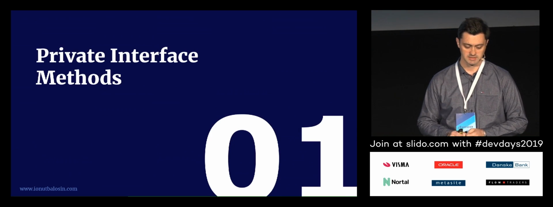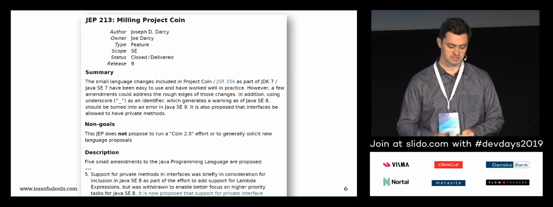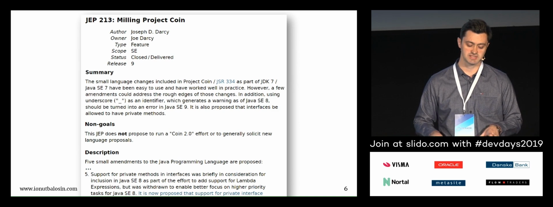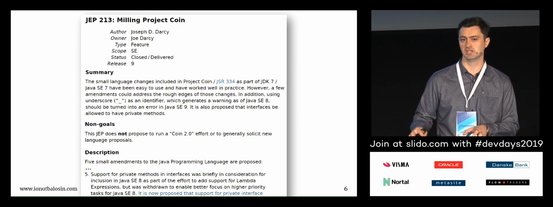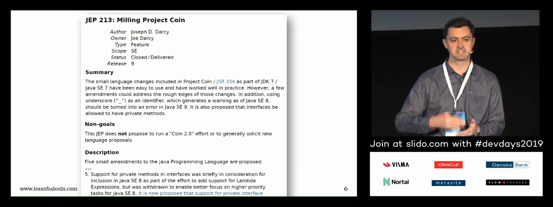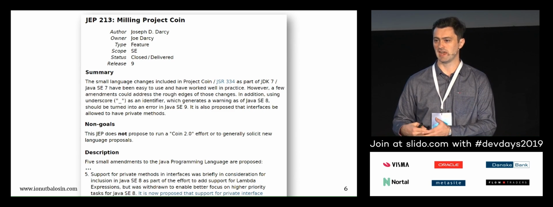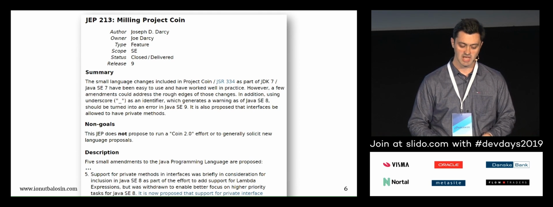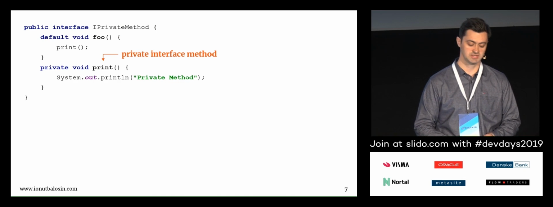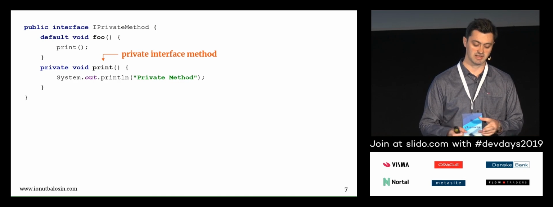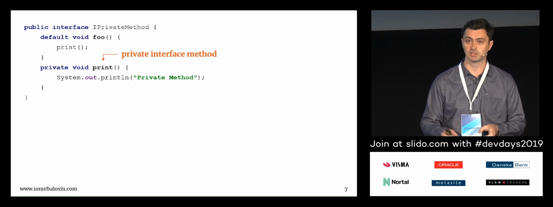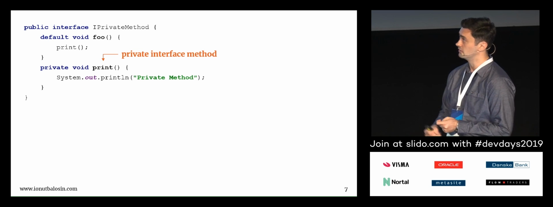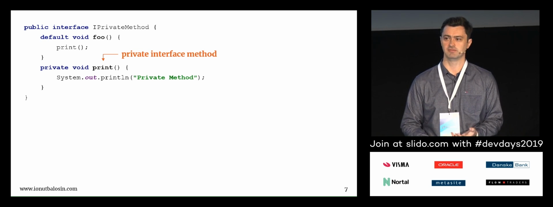First of all, it's about private interface methods. This was part of JEP 213, and this JEP is in regards to Project Coin. Project Coin itself adds small features to the language, and among those small features are these private interface methods. How you can use them is actually very simple. You have the interface, and in that interface, you can have a default method, and the default method calls print, which is a private void method, which does something very trivial.